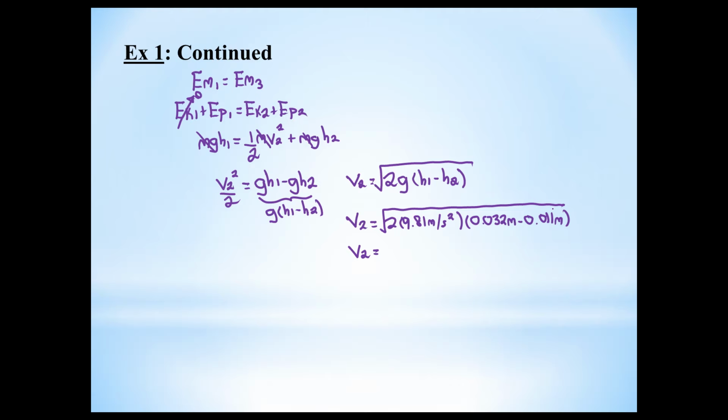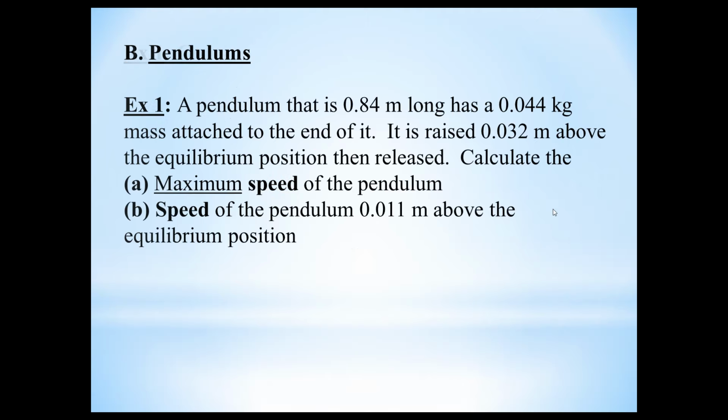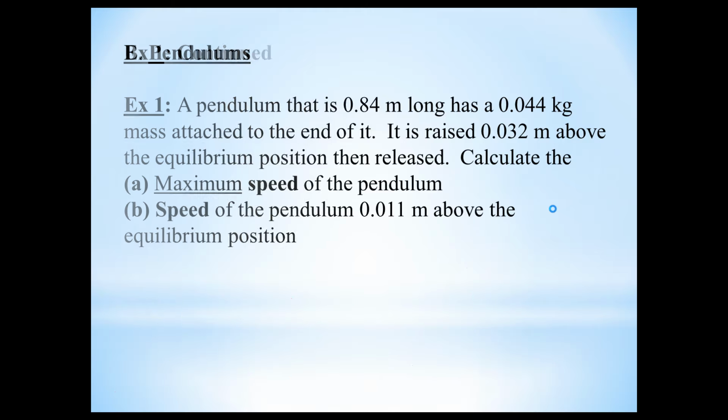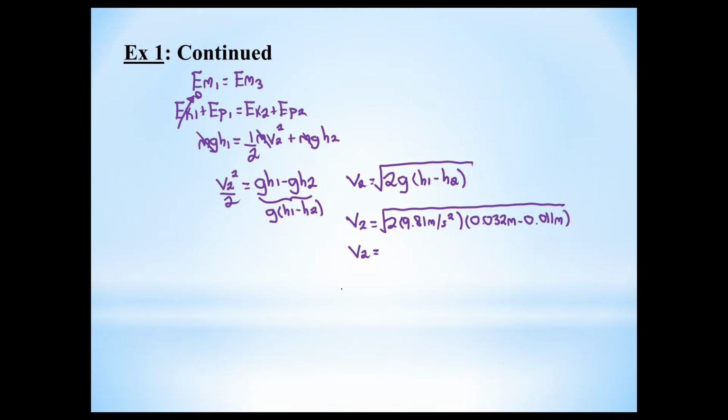Before you even do this calculation, you need to know what range it has to fall into. Well, if at the amplitude I have no speed and my maximum speed is 0.79, it's got to be somewhere between 0 and 0.79. And indeed it is. It is 0.64 meters per second. I find the biggest error that students make on these problems is they forget to take the square root when they're calculating the V. Otherwise, conservation of mechanical energy is a pretty simple physics principle to use.